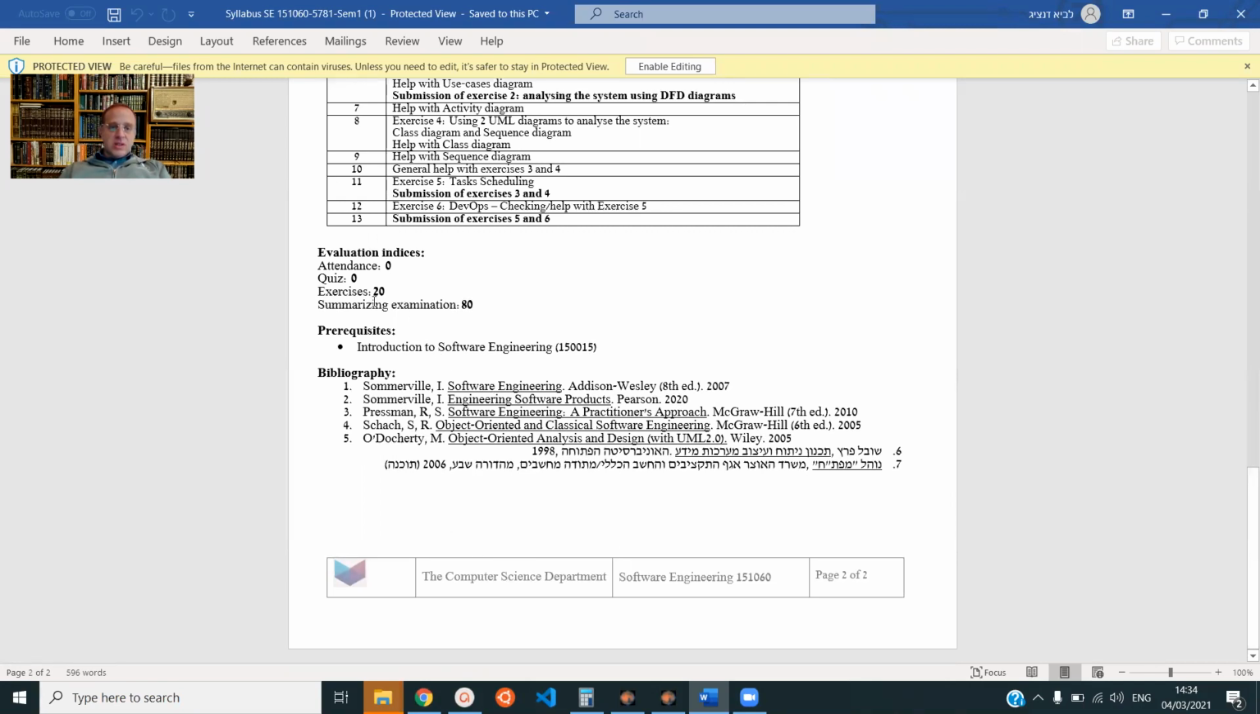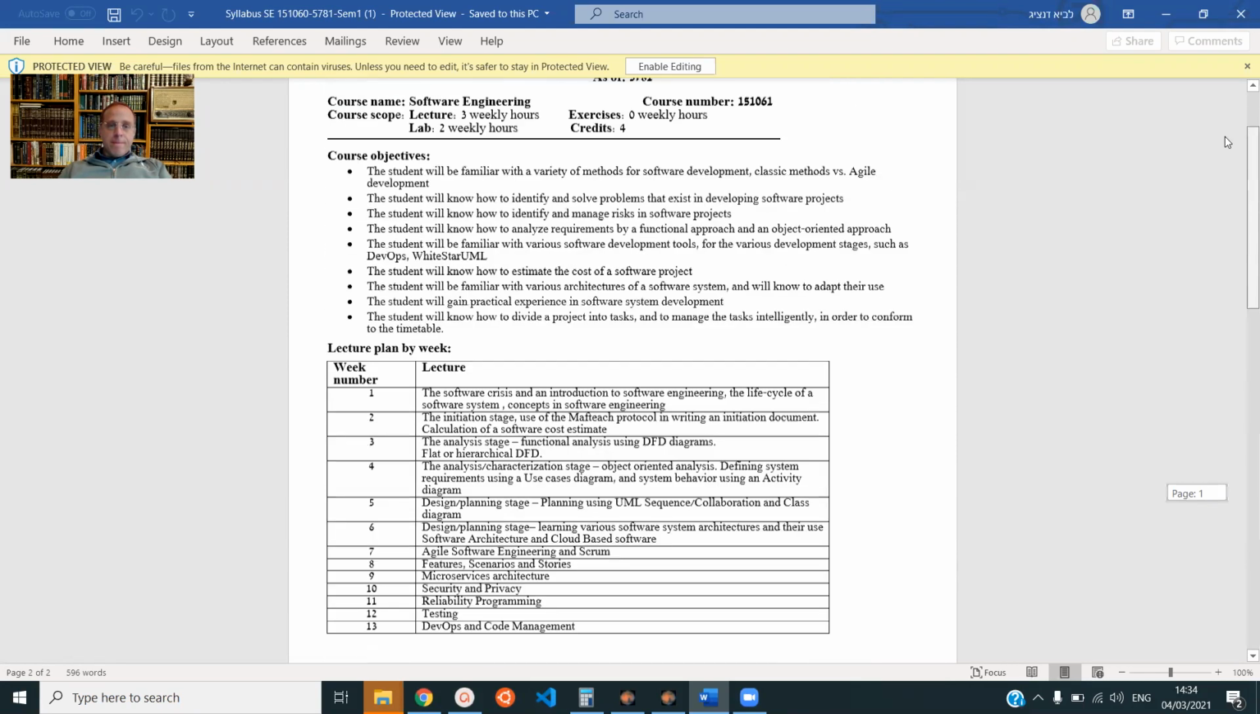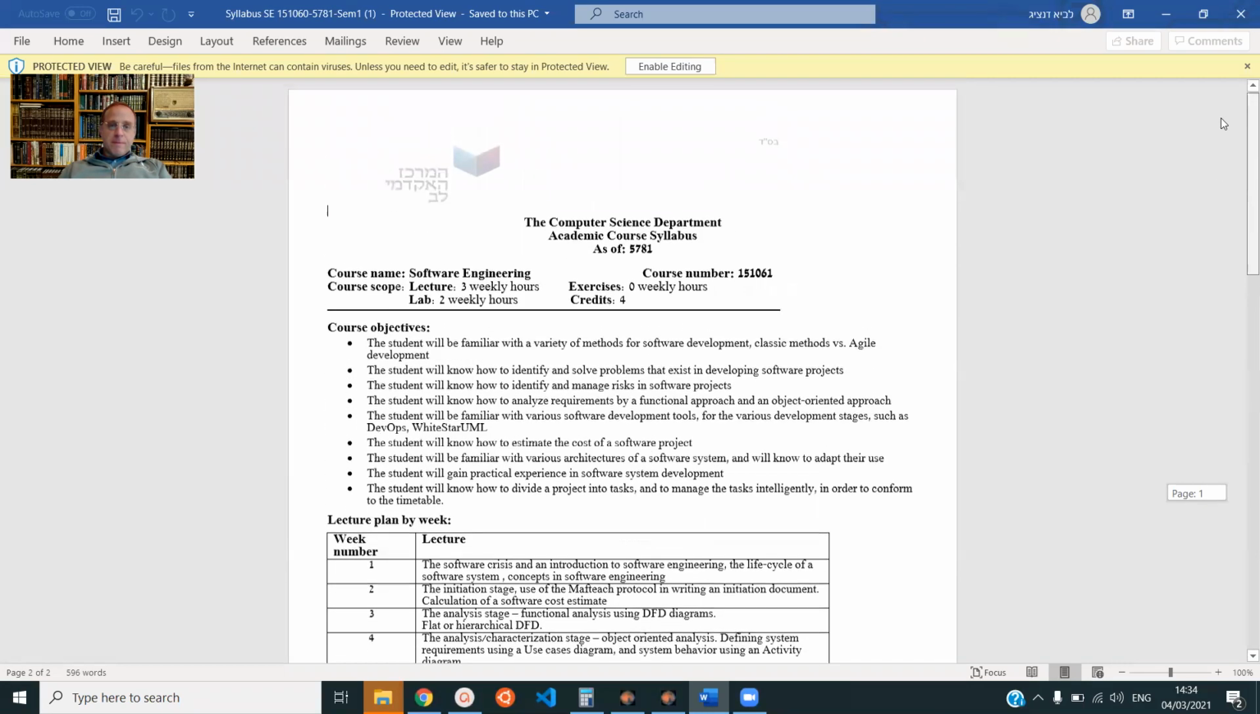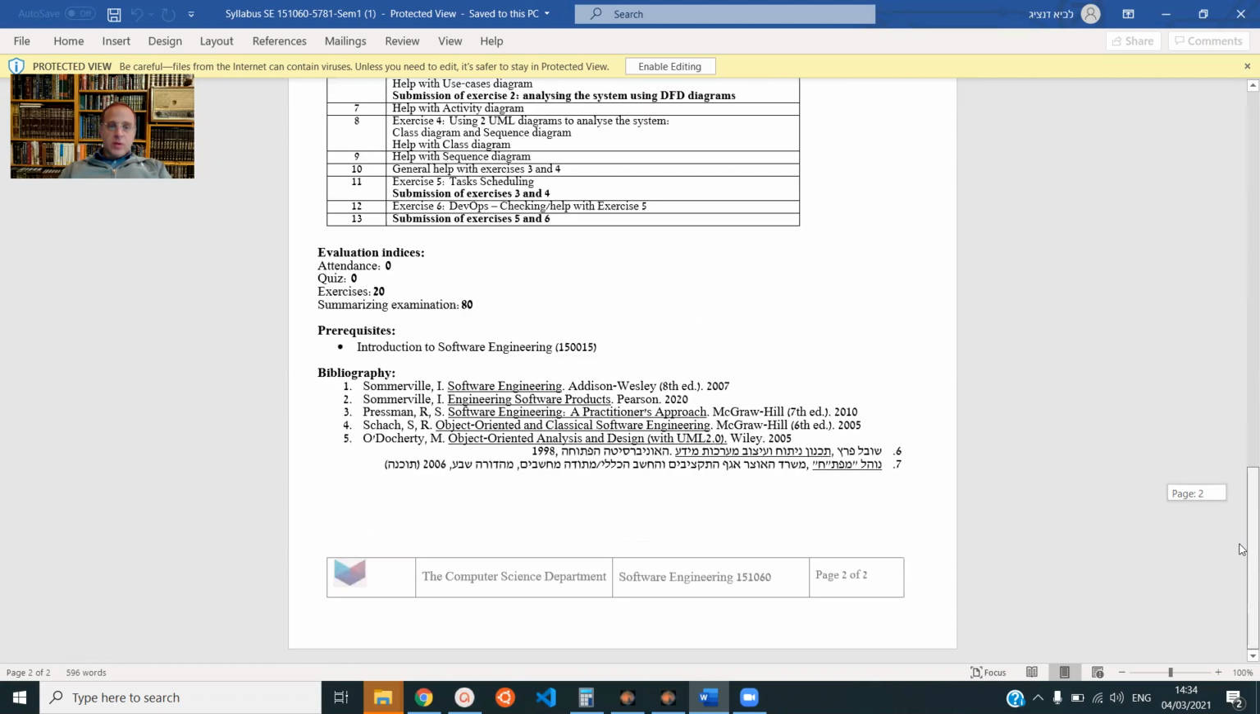The exercises are 20% of your grade. The exam is 80% of your grade. Now, the main book for this course is Ian Somerville, Software Engineering. This is the 8th edition, from 2007, so you can see it's quite an old book, but he keeps revising it. The same man, Ian Somerville, came out with a new book called Engineering Software Products, which is a much shorter, smaller, and more modern book.